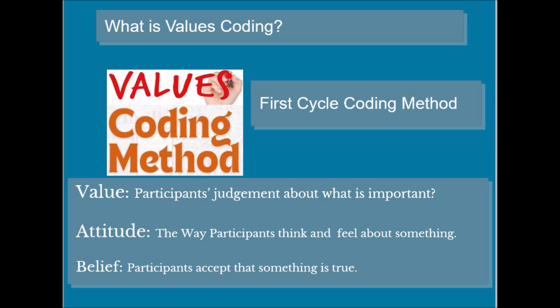Values are participants' judgment about what is important. Attitudes are the way participants think and feel about something. And beliefs are what participants accept as true. And you need to capture all these three things in values coding.